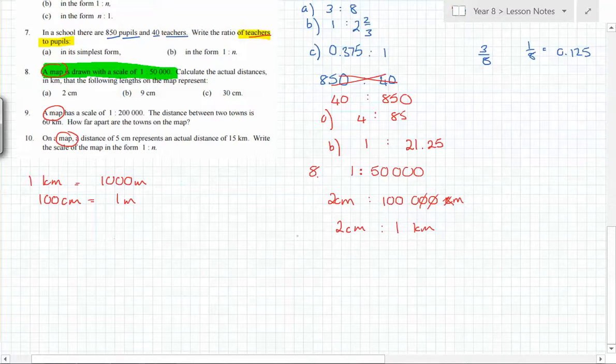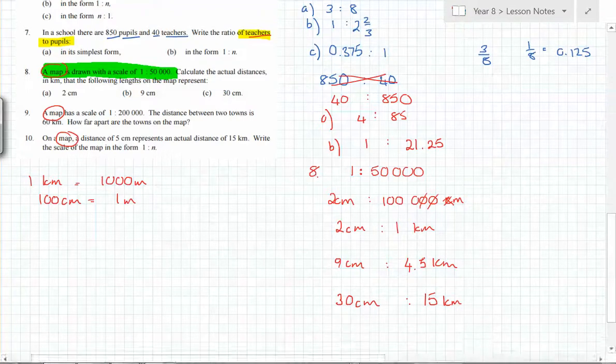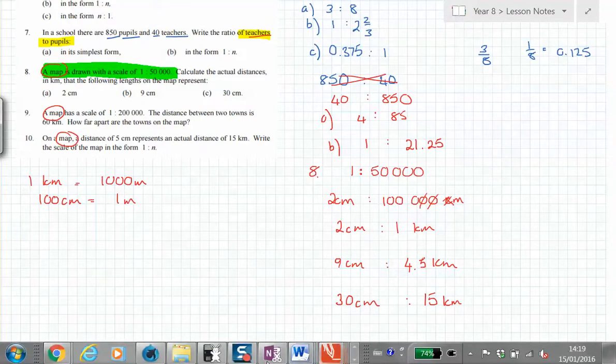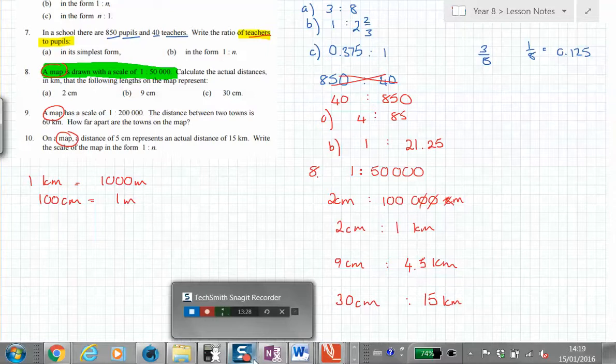The rest should now be quite easy because we've got 9 centimetres then. 4.5 kilometres, because times 4 makes 8, and we've got half. So 4.5 kilometres, and 30 centimetres is times 15, so 15 kilometres. So once you've done that first one, the rest are really easy. Alright, we will be moving on to proportion next time. Direct proportion.